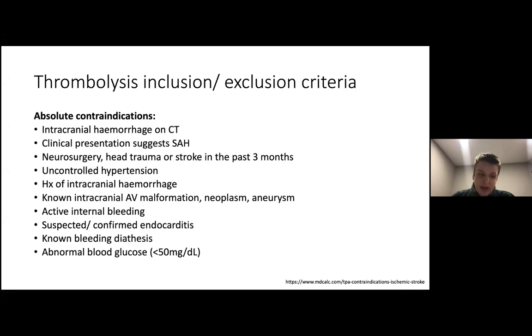History of intracranial hemorrhage. If they're actively bleeding, it would just make that worse. So any bleeding anywhere in the body, intracranial AVMs, neoplasm, known aneurysms, suspected or confirmed endocarditis. So those are some of the absolute contraindications.